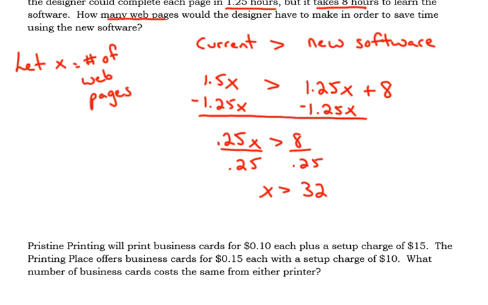If the number of pages for the website has to be bigger than 32, then they actually have to complete 33 pages in order for the new software to be more efficient. My answer said that x had to be greater than 32, so the next page after 32 pages is 33 pages.